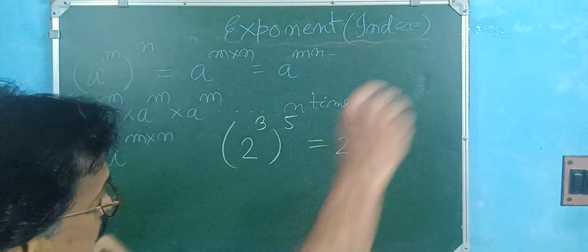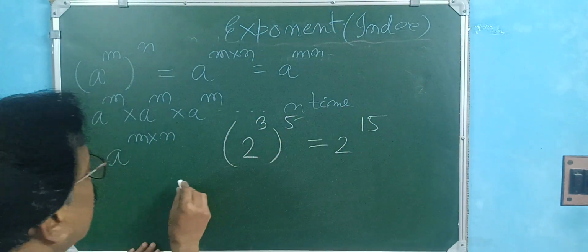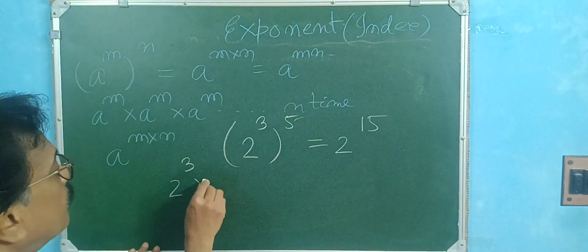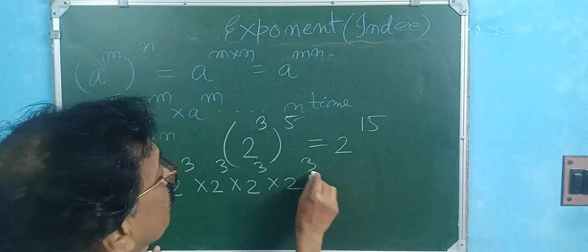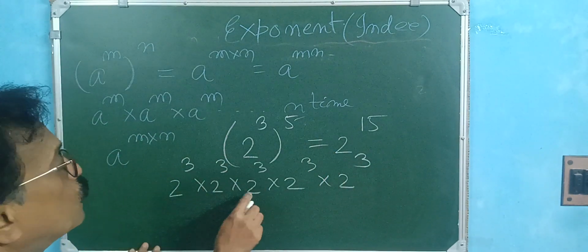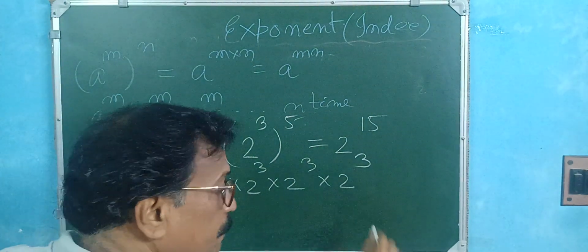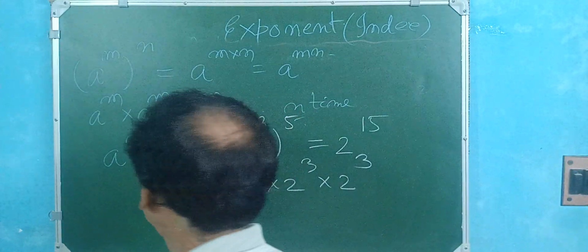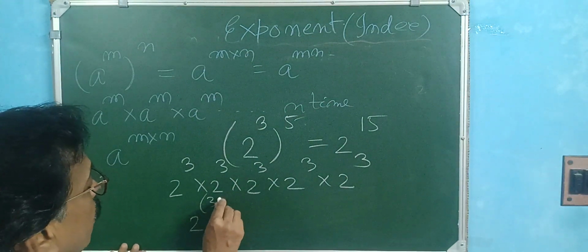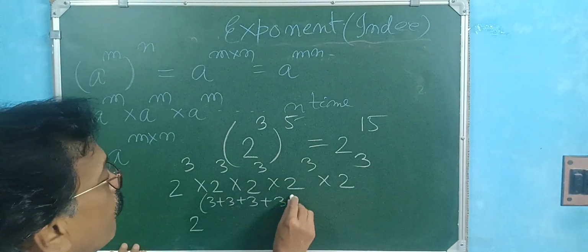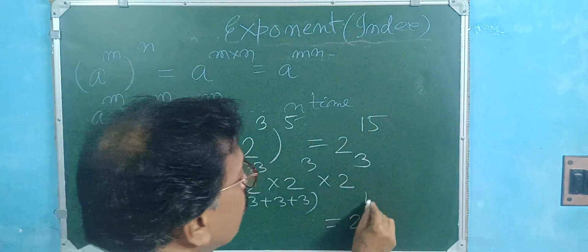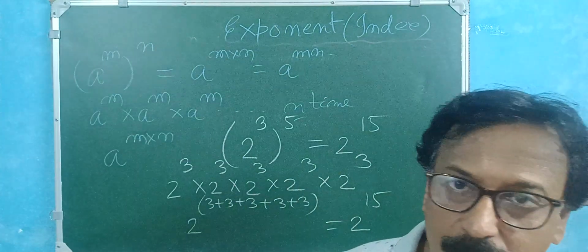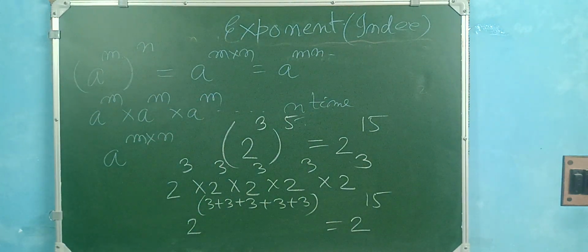But the deduction: 2 to the power 3, to the power 5, means 2 to the power 3 is multiplied 5 times, 2 to the power 3 into 2 to the power 3, and so on. In which way does it come? 5 times: 1, 2, 3, 4, 5. You already know that when the bases are the same, the powers will be added. So 3 plus 3 plus 3 plus 3 plus 3. What is the total? 2 to the power 3 plus 3 is 6, plus 3 is 9, 12, 15. That is the way. Clear? This is a very important formula also.